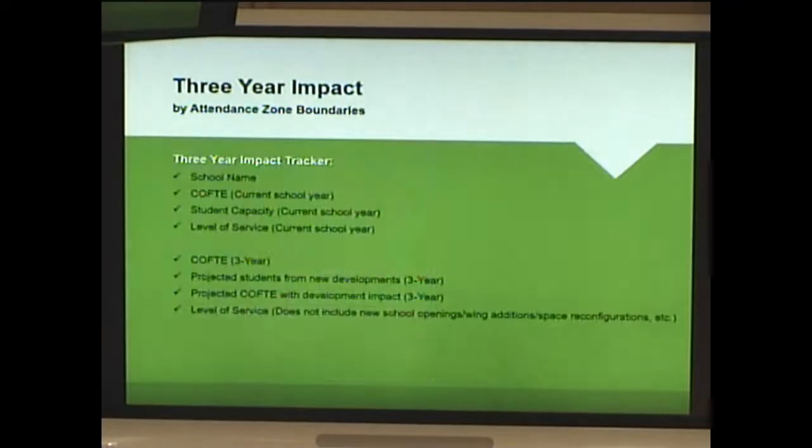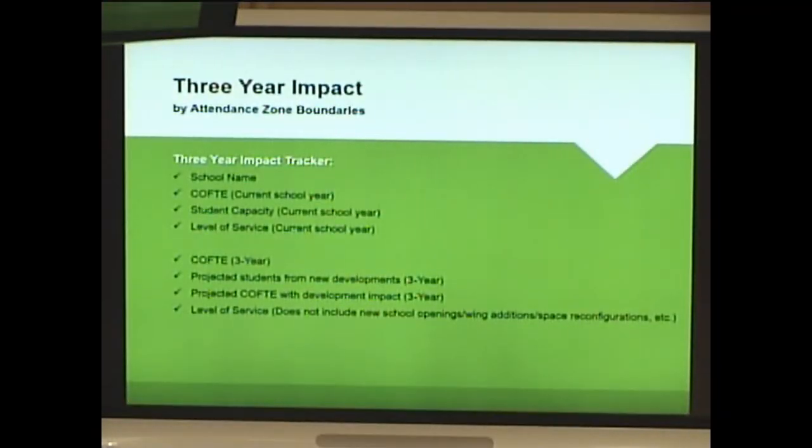Rhonda, before you go on, to further add to that, does this take into account new wings we might build, space reconfiguration, portables we may add, charters that may come online? It doesn't take any of that into account. That's just our way of saying these are areas where we're going to have to start utilizing some of the tools that are available to us to reduce the current expectation of demand that's coming.